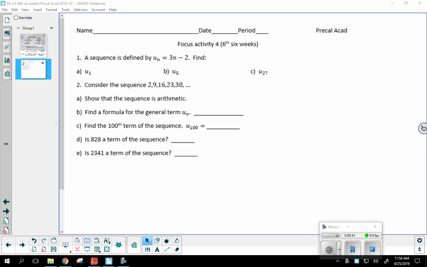Let's see here. It says, number 1, a sequence is defined by u sub n equals 3n minus 2. It wants us to find, now what does it mean, u sub 1? The first term, there you go. Remember that little subscript, that's n, that is the term number you want to find. So what they're telling me here is that n equals 1. Okay, so u sub 1, 3n minus 2, that's just 3 times 1 minus 2. It is 1. There we go.